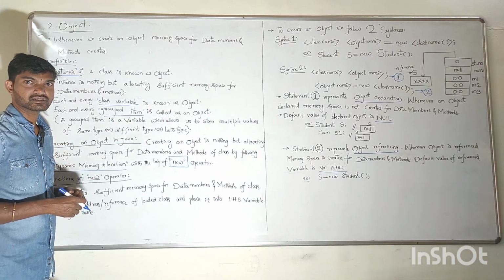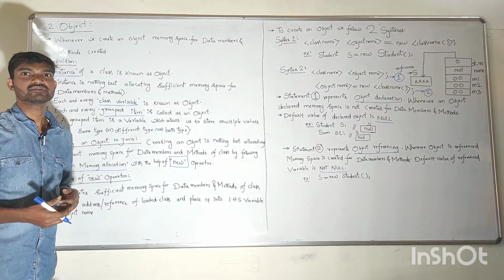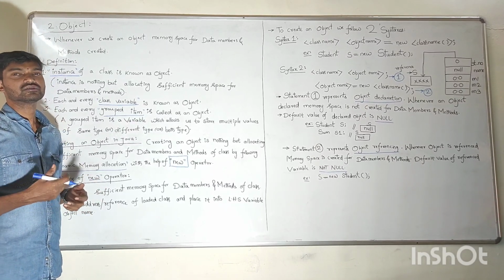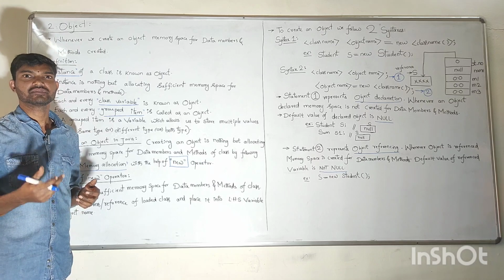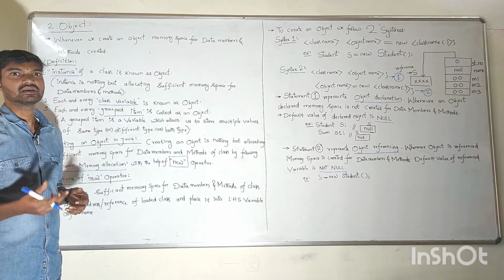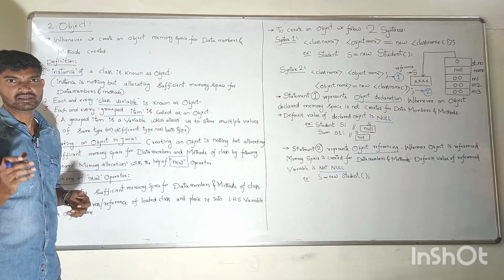Now the next concept is object. So what is an object? Before going to the definition, I already explained that whenever we create a class, no memory space is created for the data members and methods of that particular class. But whenever we create an object, the memory space for data members and methods is created.